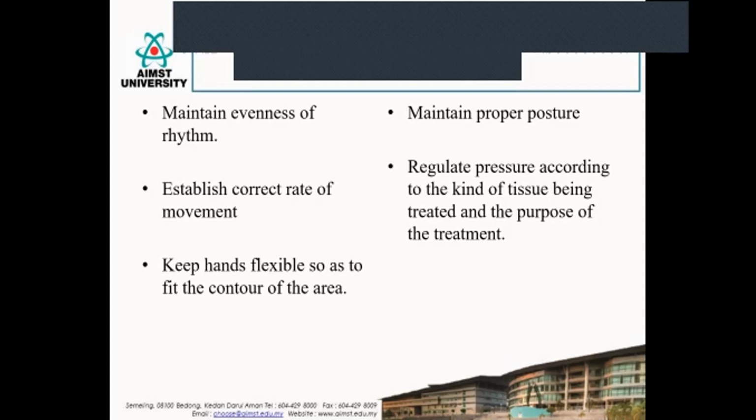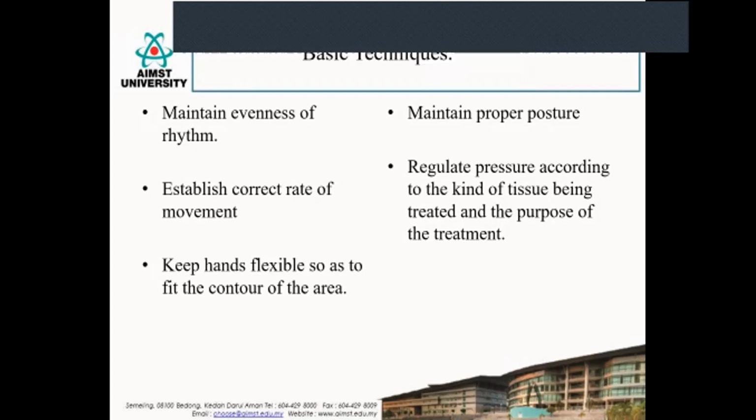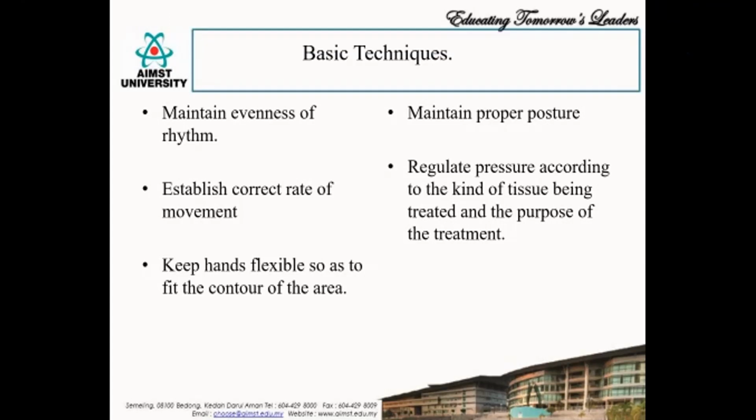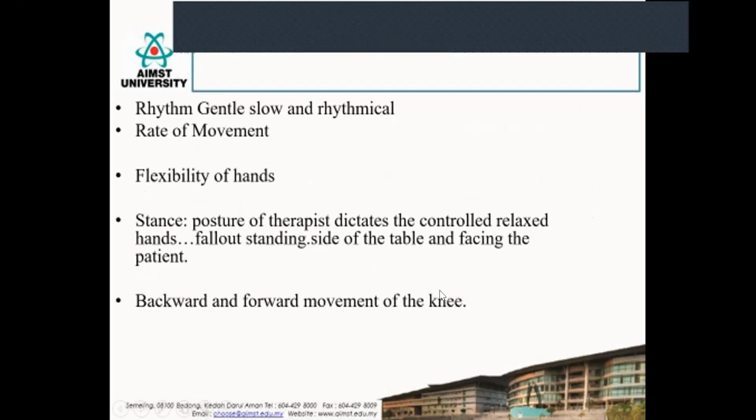Then regulate the pressure according to the kind of tissue. When you are applying pressure over a bony area, you can reduce the pressure. Sometimes when you are giving it over the spleen and the kidneys in the back region, you have to reduce the pressure. So it depends on the area of the tissue, but most of the time you have to maintain the pressure throughout normally. Then you have to do it gently, slowly and rhythmically. The rate of the movement is very important. Your flexibility of the hand is very important.